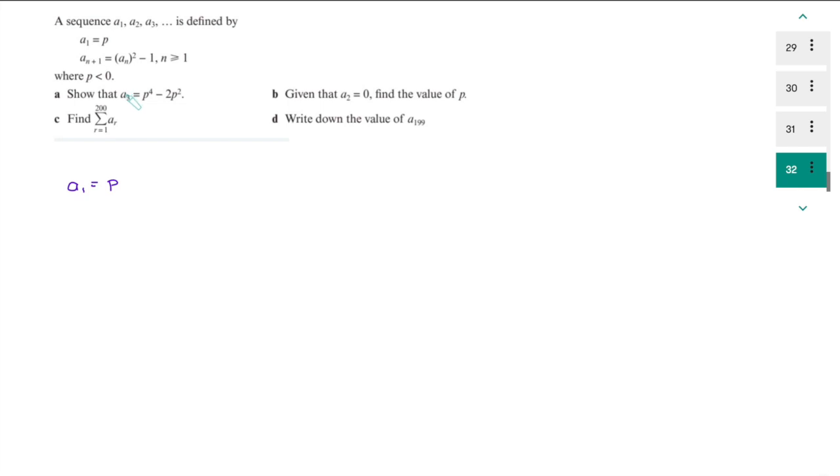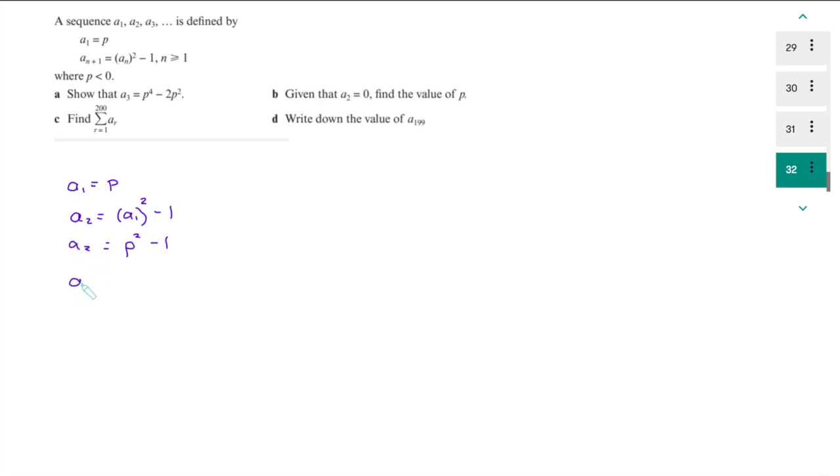So that's all we can do. We've only got to get to a3, so let's put it in first. a2 is a1 squared minus 1. I'm just showing I know exactly what's going on here. And now I can pop in the value for a1. a1 is p. So here, a2 is p squared minus 1.